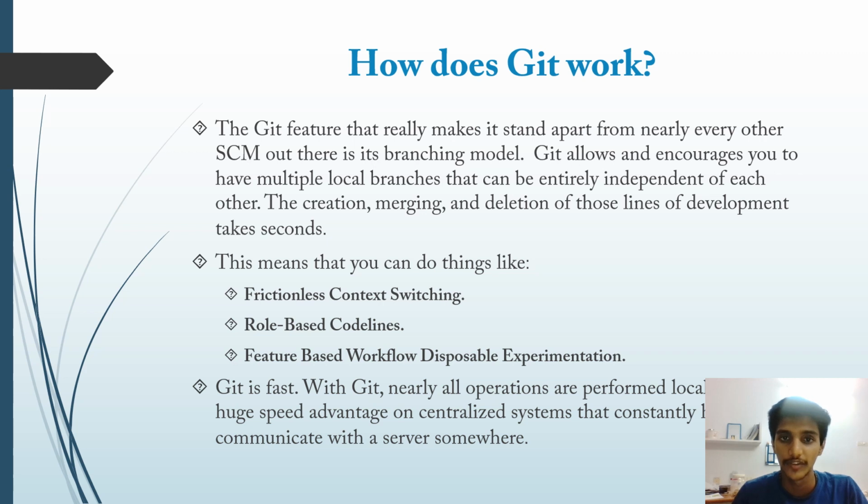Consider a project of a game. There is one branch which takes care of its environment, one branch which takes care of the character design, and one branch which takes care of the other functions of the game. So, this is how a branching model works. A branching model includes frictionless context switching, role-based code lines, feature-based workflow, and disposable experimentation.